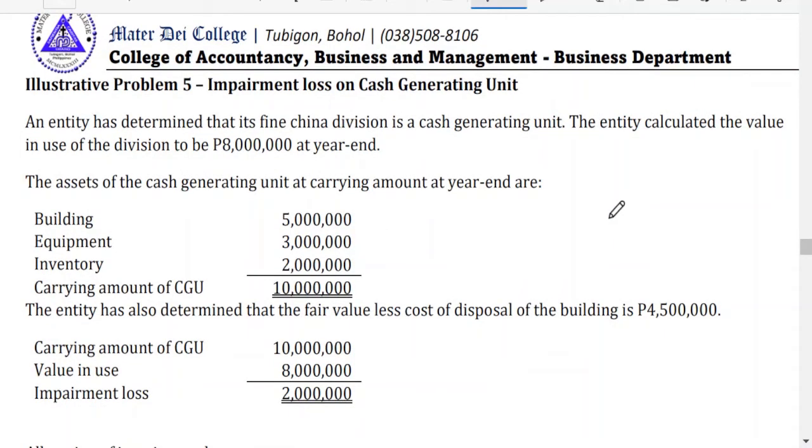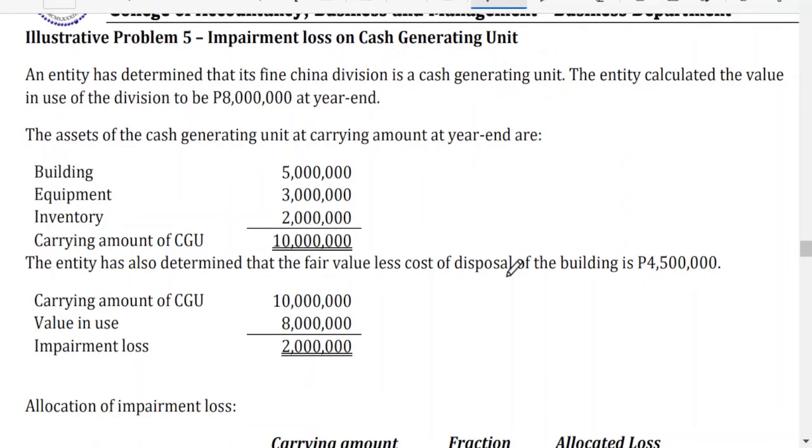Okay. The value in use of the fine china division is 8 million, and the following are the assets of the CGU. The value in use of one of the assets, which is the building, okay, is 4,500,000. So this is for the building alone. Now let's compute the impairment loss. So the impairment loss is the difference between the carrying amount of the CGU and the value in use. In here, the impairment loss is 2 million.